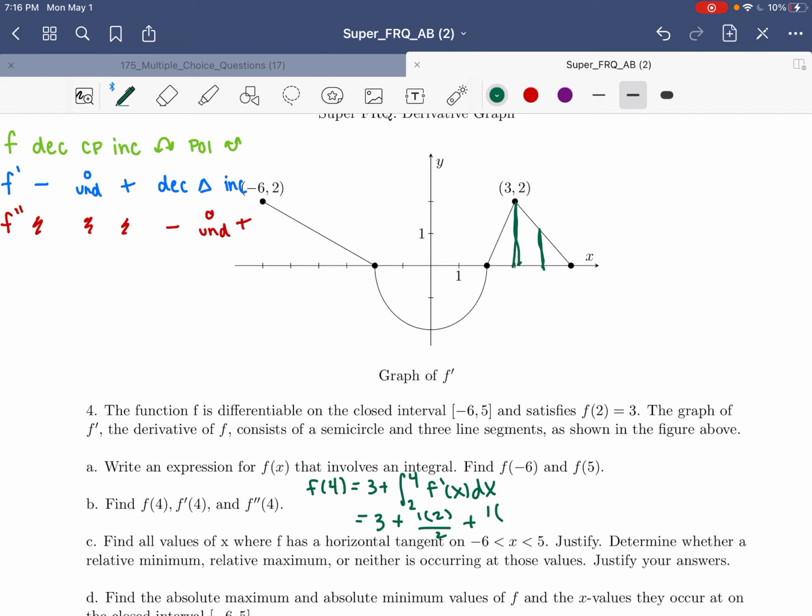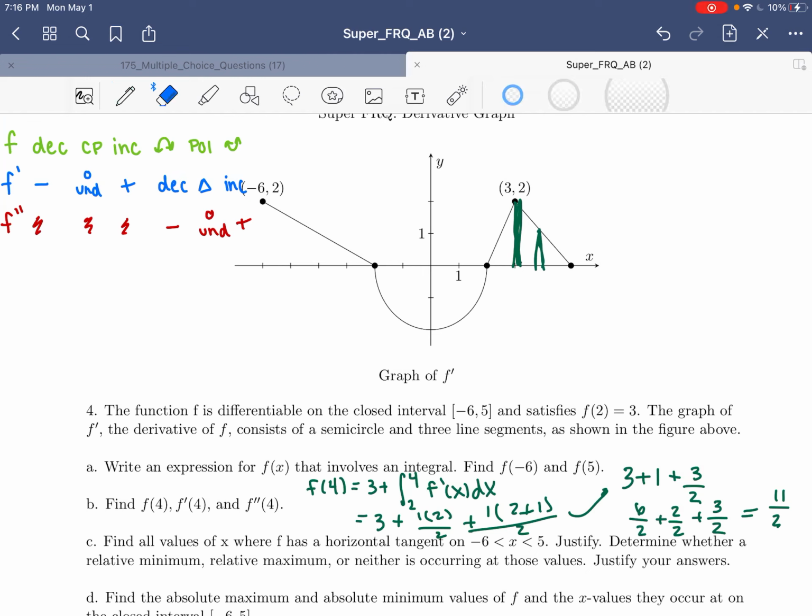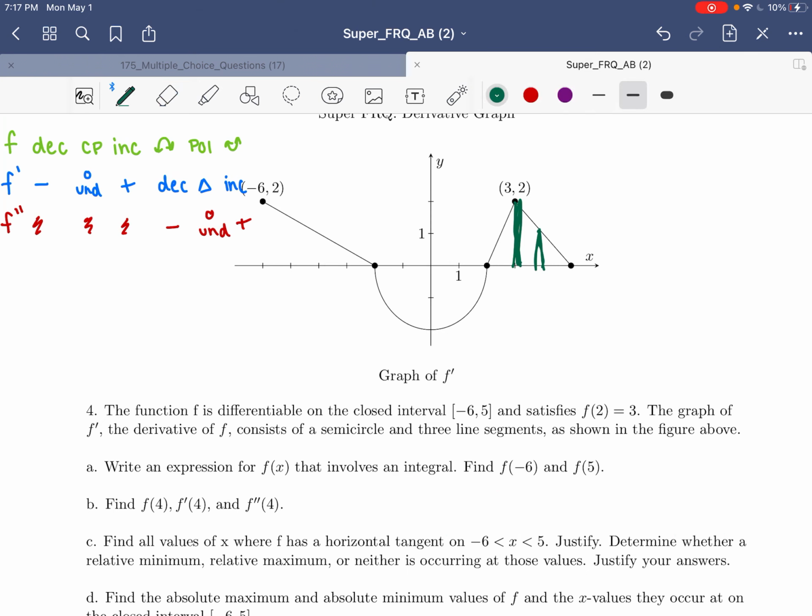Then I have a trapezoid. So it's going to be 1 times, this height is 2, this height is 1, divided by 2. If I simplify this, it's 3 plus 1 plus 3 halves. So I could really change this to 6 halves plus 2 halves plus 3 halves, which is going to equal 11 halves. So we know that f of 4 is 11 halves.